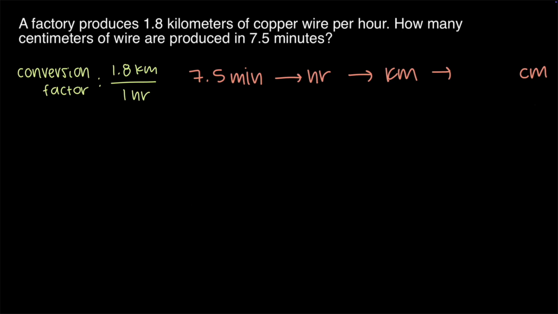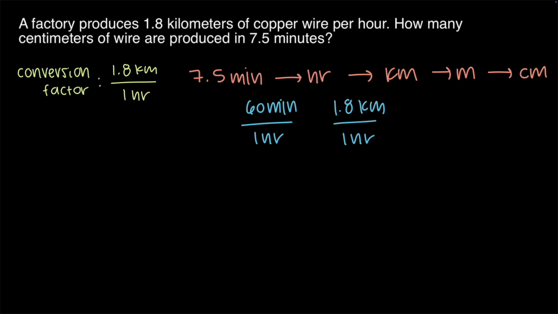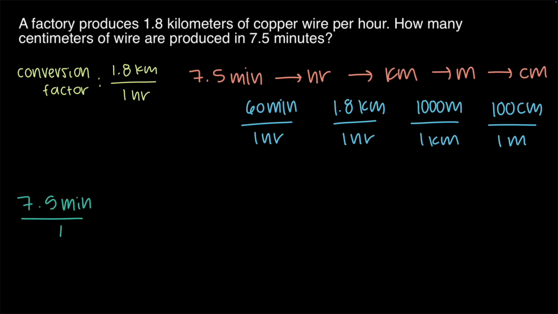Kilometers to centimeters will be a prefix to prefix conversion, or we can convert from the prefix to base unit to prefix. There are 60 minutes in 1 hour, 1.8 kilometers in 1 hour, 1,000 meters in 1 kilometer, and 100 centimeters in 1 meter. We start with 7.5 minutes over 1.